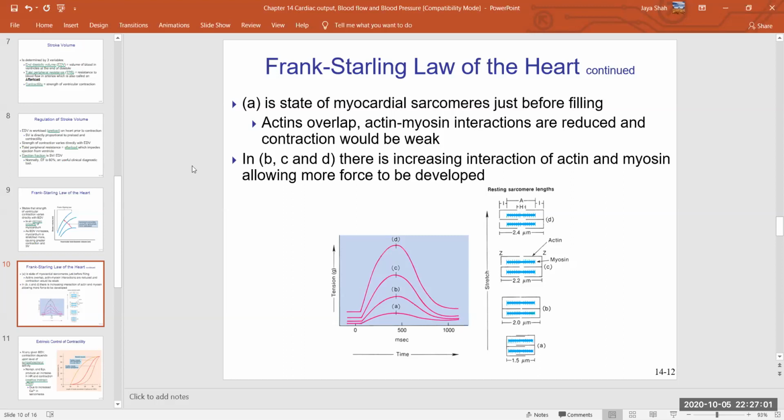Okay. So here A is a state of myocardial sarcomere just before filling, and that's why here actin overlap, actin-myosin interaction is reduced, and contraction would be very weak here. But in B, C, and D, the increased interaction of actin and myosin is allowing more force to be developed, because more interaction of actin and myosin means more forceful contraction.